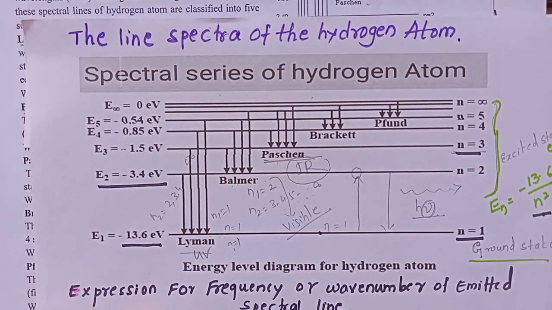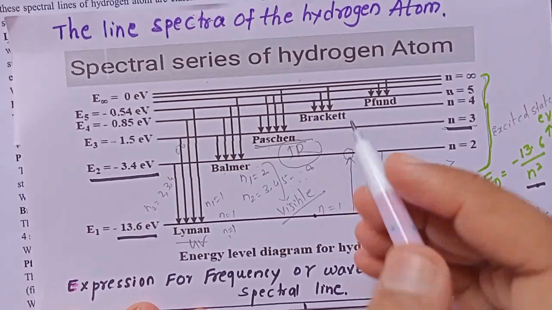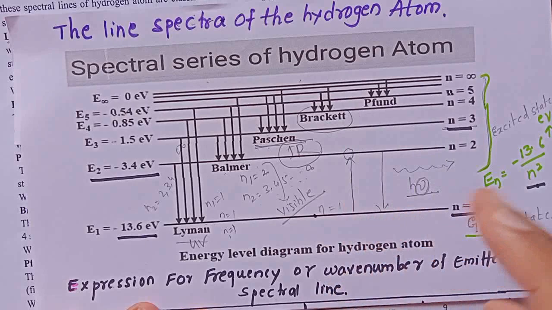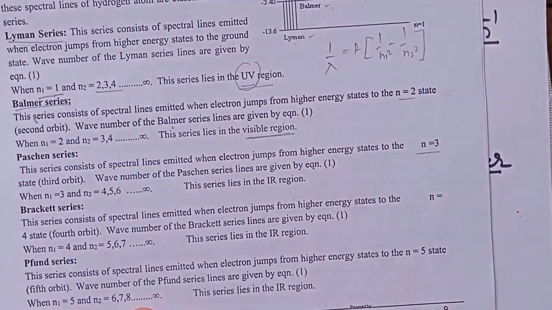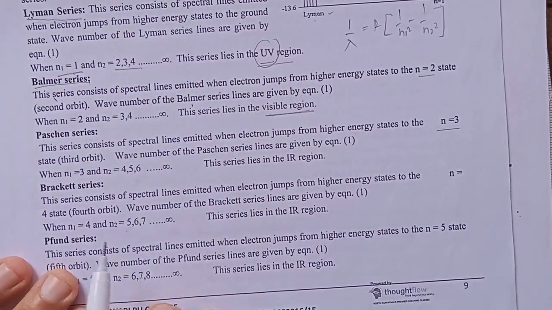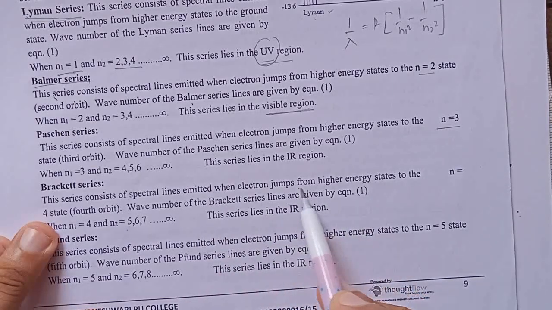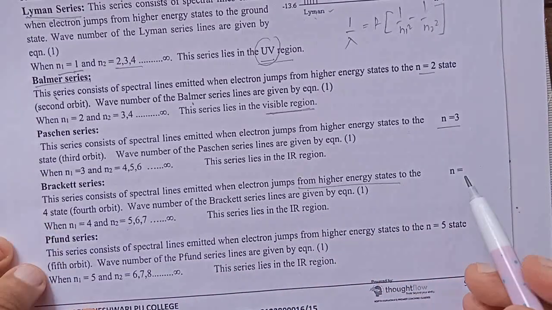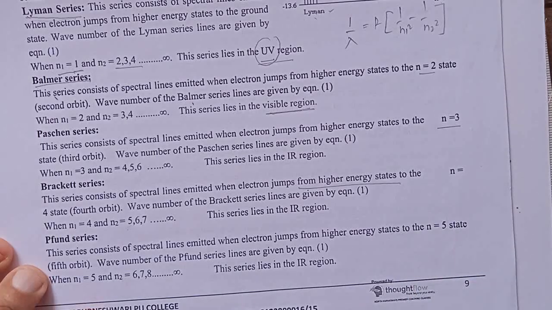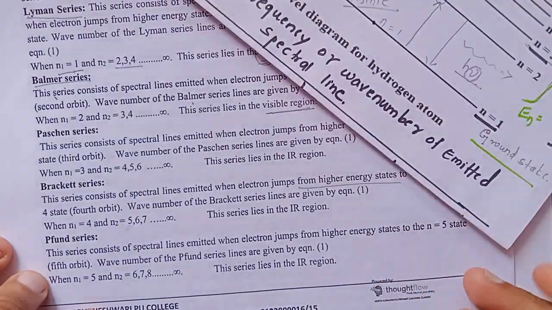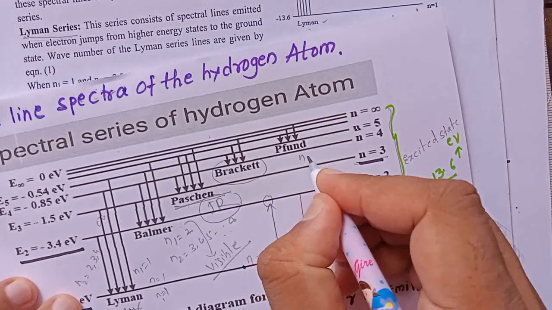Between these two states the transition takes place here. Next, the Brackett series, the fourth one. In the case of the Brackett series, again the spectral line is emitted when the electron jumps from the higher energy states to the n equal to 4 state. So here n1 is equal to 4.